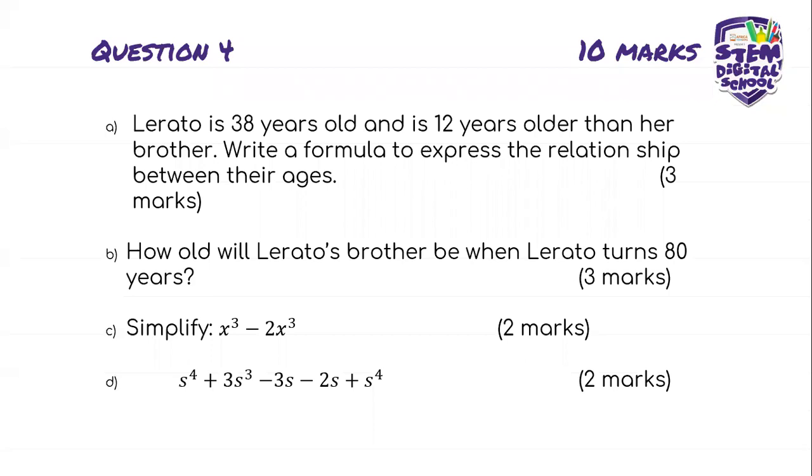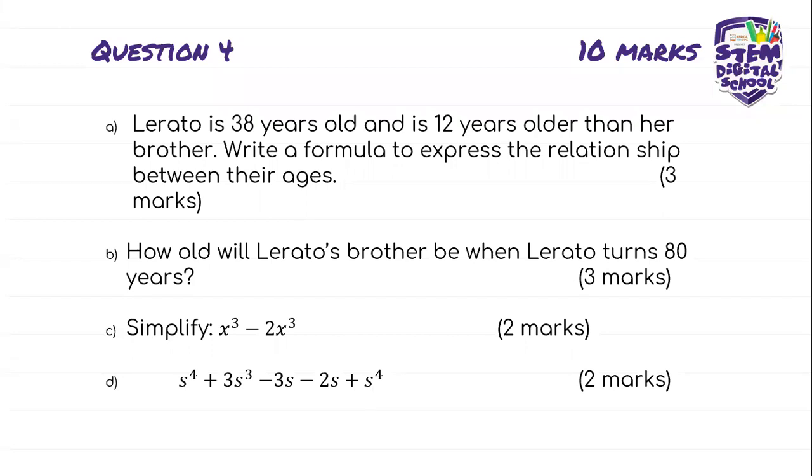I see Nosipo Pungula says 1x to the power 3 minus 2x to the power 3, and the final answer that you have there is minus x to the power of 3. Yes, I fully agree with Nosipo Pungula there. The answer will be negative x to the power 3. Great. Remember, this is just 1x to the power 3. We don't write that 1, but we know the 1 is there.